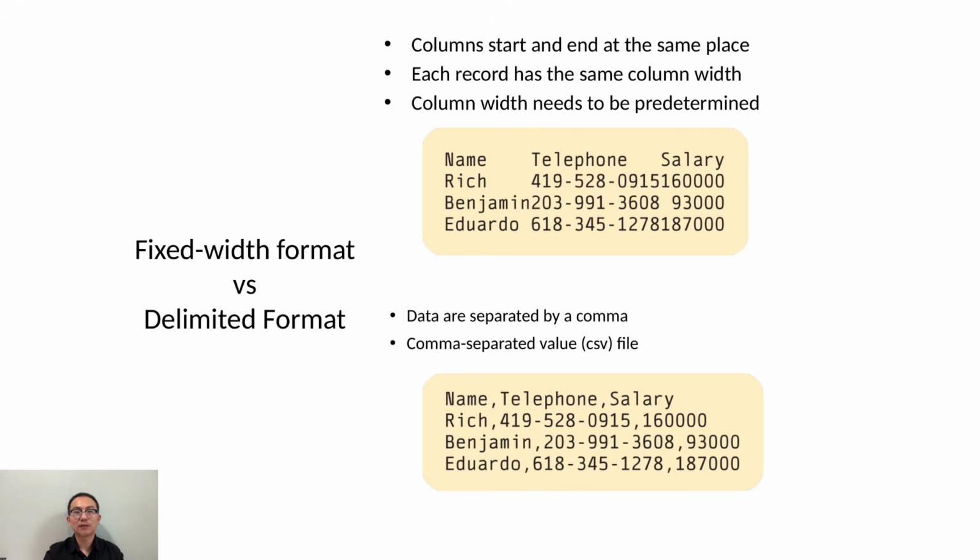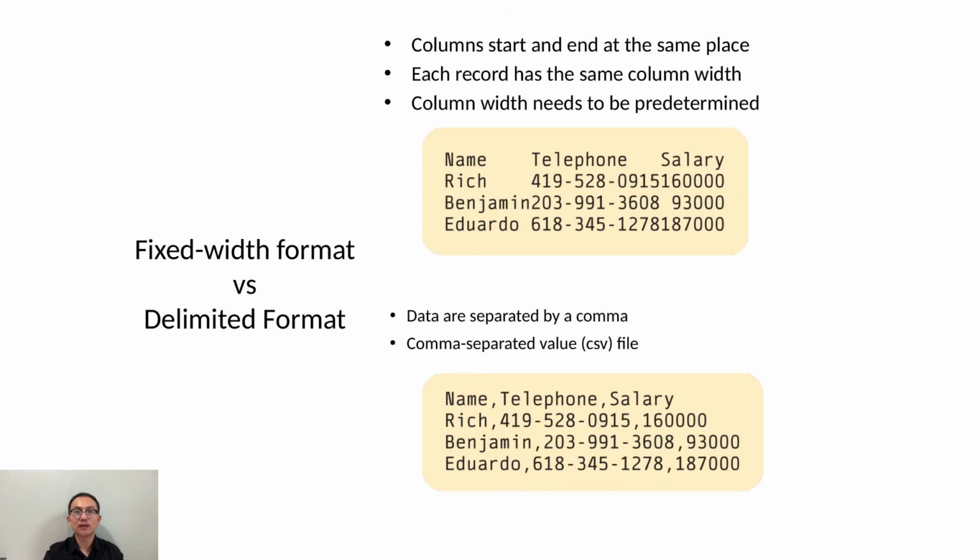If a name column is 8 characters wide and a name is longer than that, it will get cut off, also called truncation. Now let's talk about delimited formats. These use special characters, commonly commas, to separate values. That's where we get the term CSV, or comma-separated values. Look at the bottom figure. Each value is separated by a comma, which tells the computer where one field ends and the next begins.